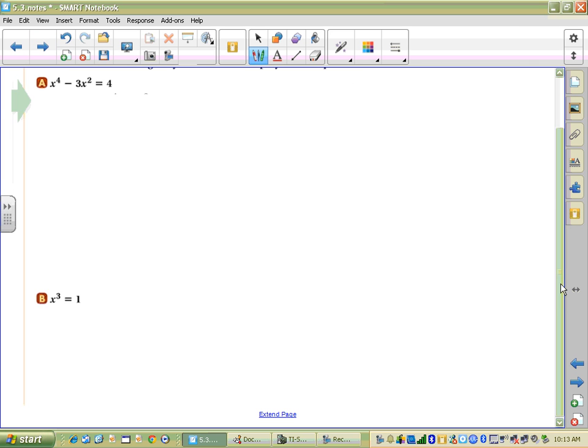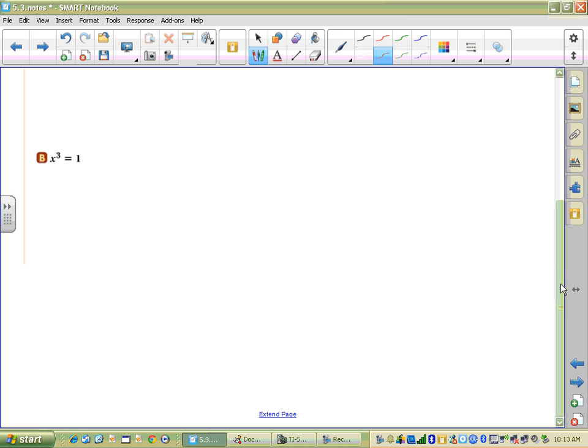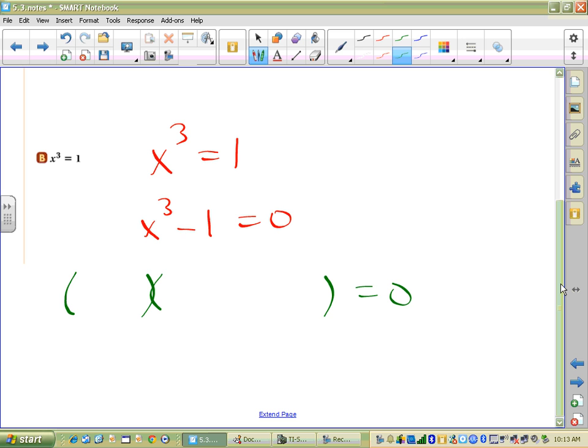Number B, we've got x cubed equals 1. Well, that's not in the right form. We want x cubed minus 1 equals 0. So the pattern is that this is going to be a binomial times a trinomial. It's a minus, so it's a minus plus plus. Notice how I did that. I put those signs in. Those signs are going to be what the signs are going to be.